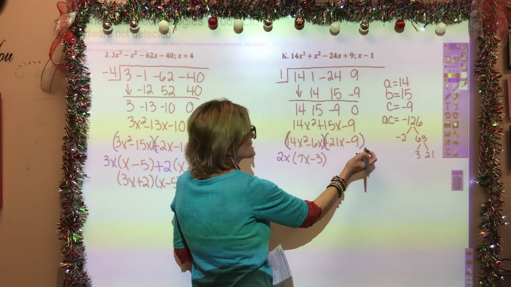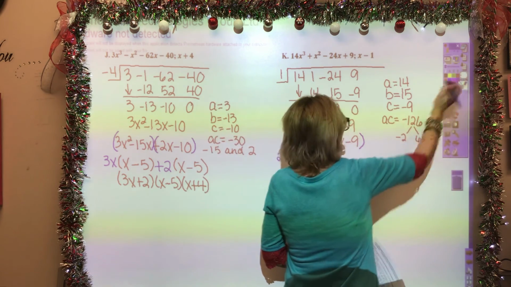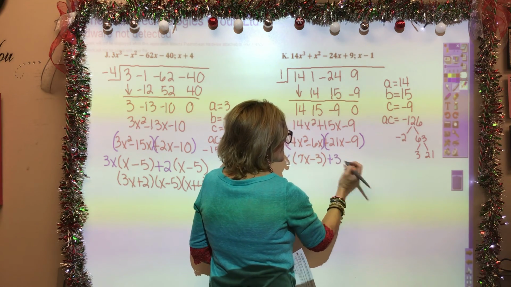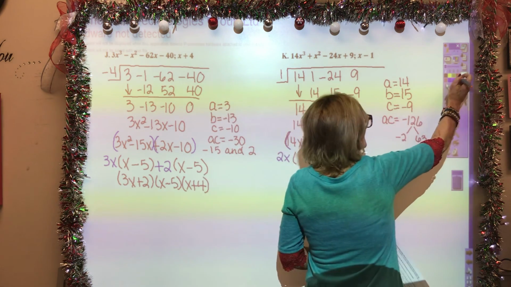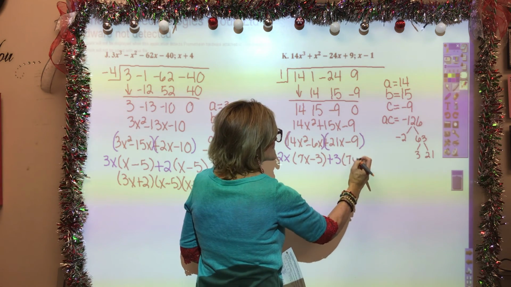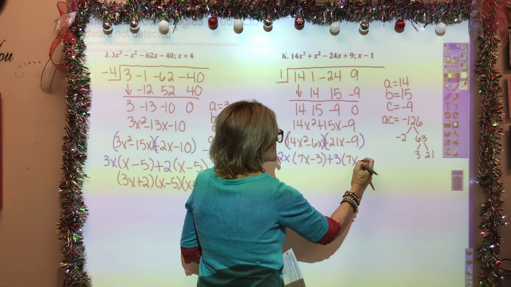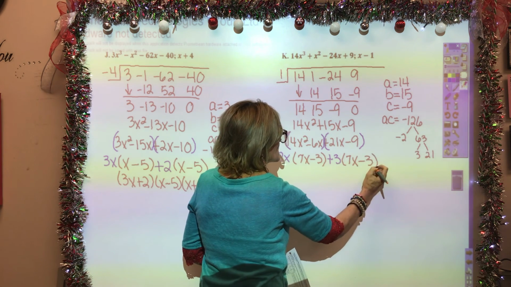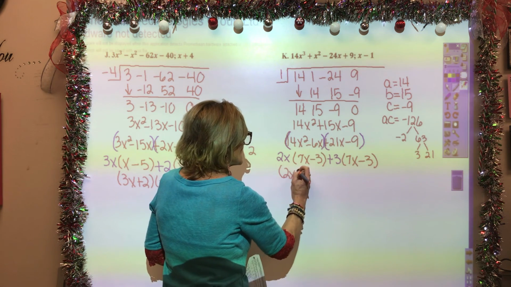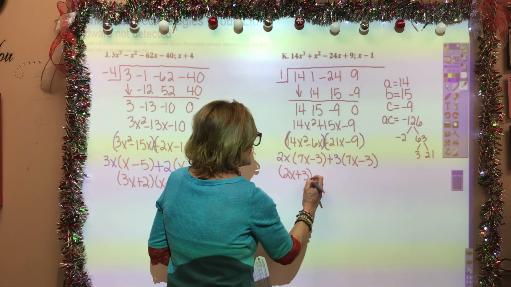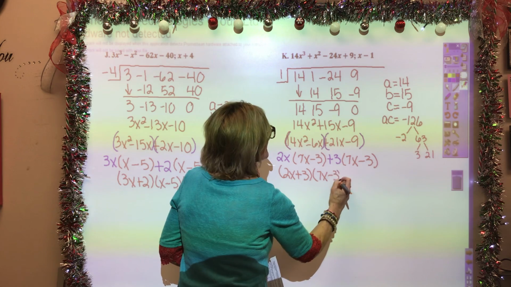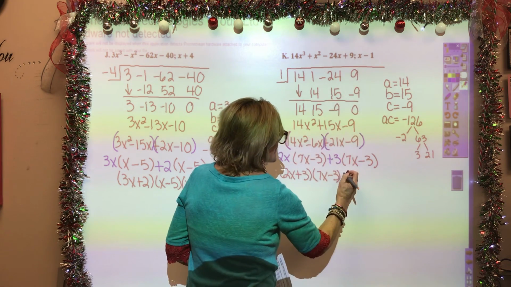Out of the 21x minus 9, I factor out the plus, and the greatest common factor would be a 3. So 21x divided by 3 would be 7x. Negative 9 divided by 3 would be negative 3. So my factors are 2x plus 3, 7x minus 3, and our initial factor, x minus 1.